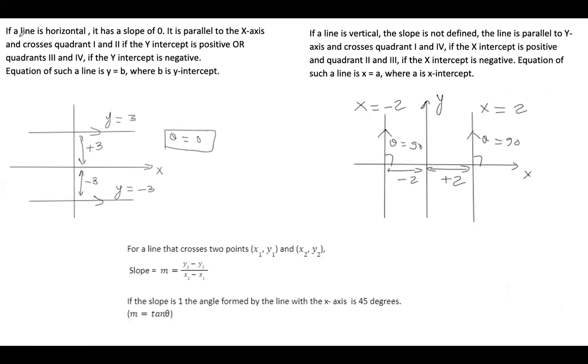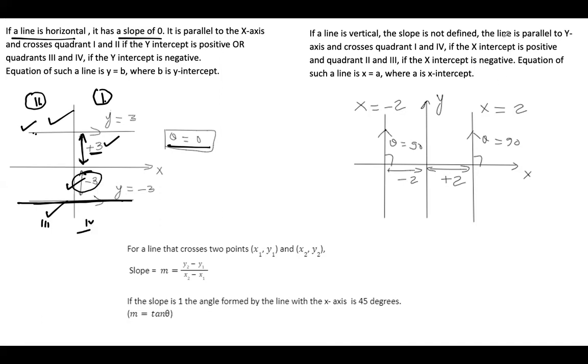I think we have already discussed this. If a line is horizontal, it has a slope of 0. It is parallel to the x-axis, and this line passes through quadrants 1 and 2. What about the y-intercept? Is it positive or negative? Positive. What about the y-intercept of this line? Y-intercept is negative, and it passes through quadrants 3 and 4. Similarly, if I talk about a line that is parallel to the y-axis or perpendicular to the x-axis, if I talk about this line.